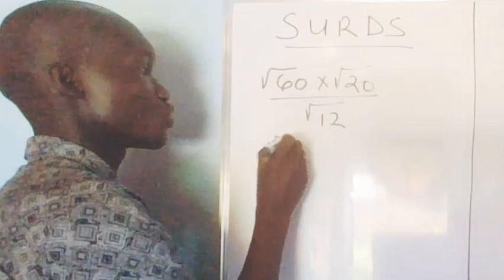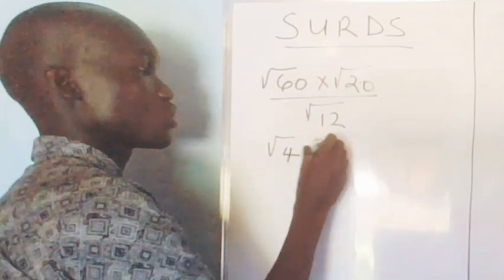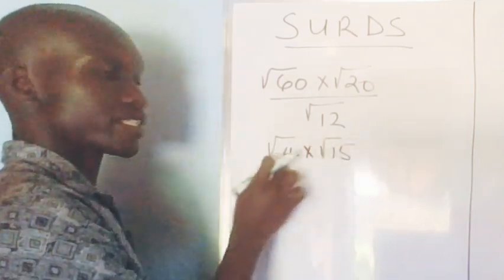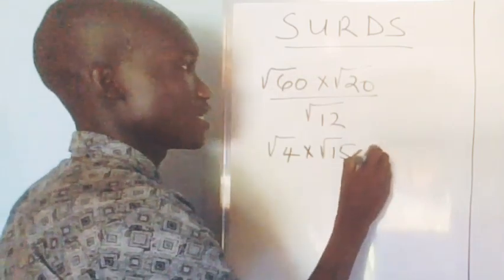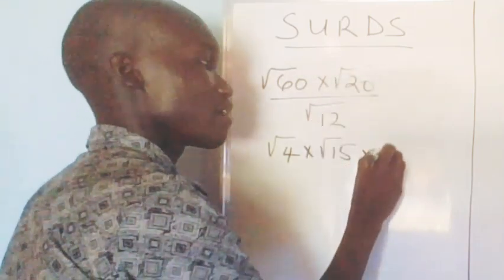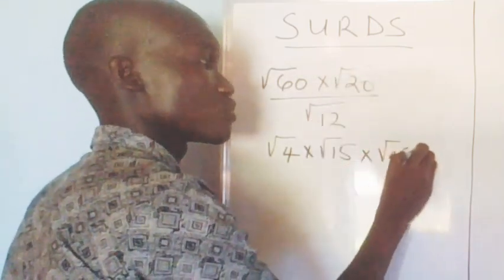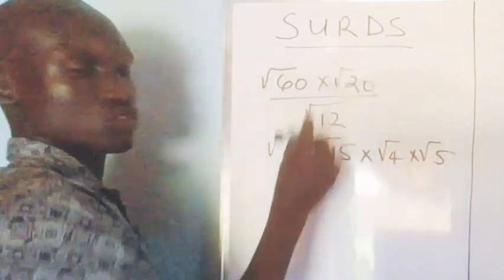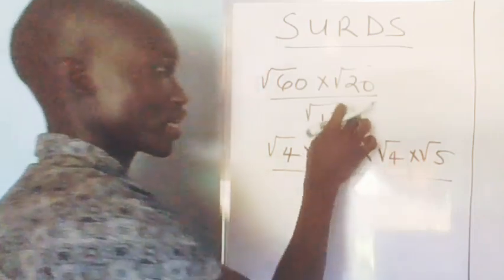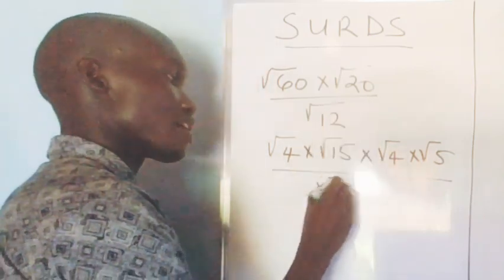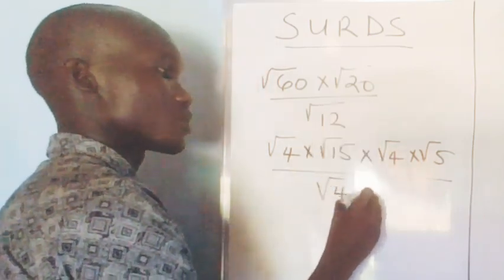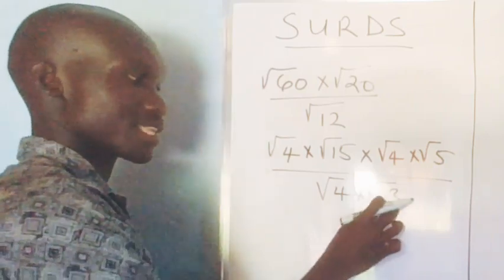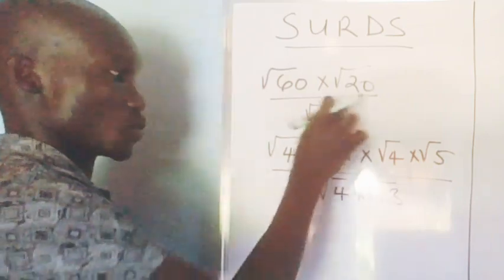From 60 we can have root 4 times root 15, so that 15 times 4 will give us 60. From 20 we can have root 4 times root 5, so that 5 times 4 will give us 20. Let's look at 12. From 12 we can have root 4 times root 3, so that 3 times 4 will give us 12.